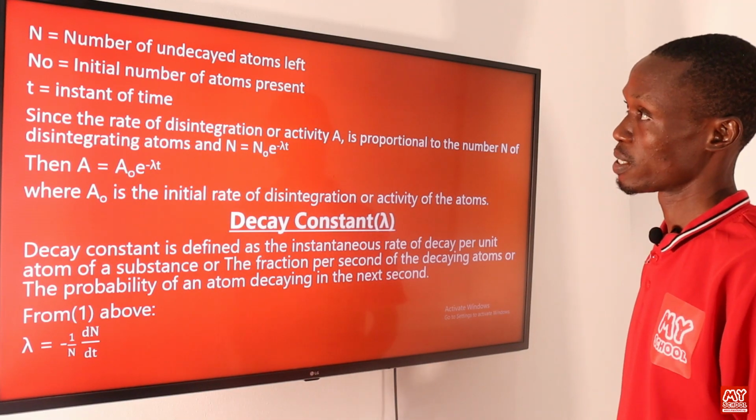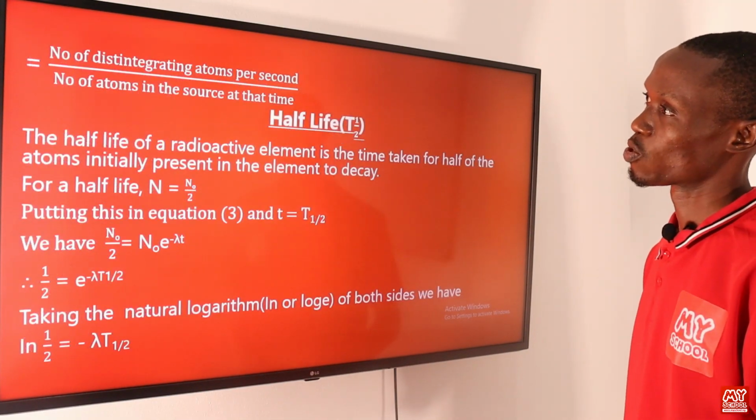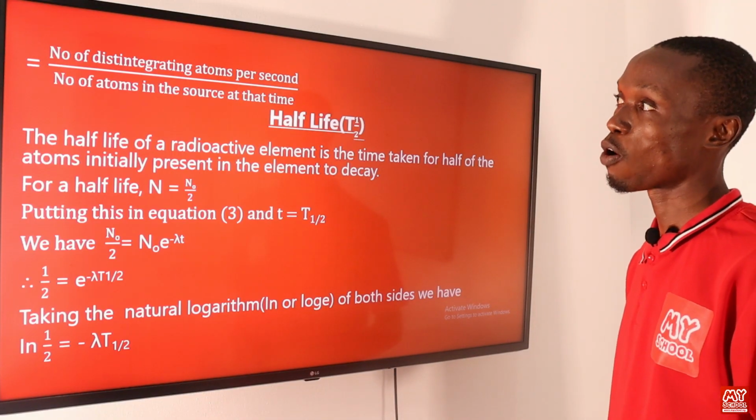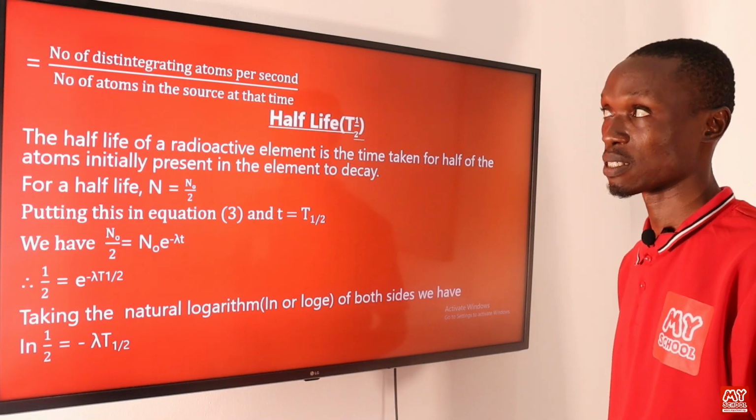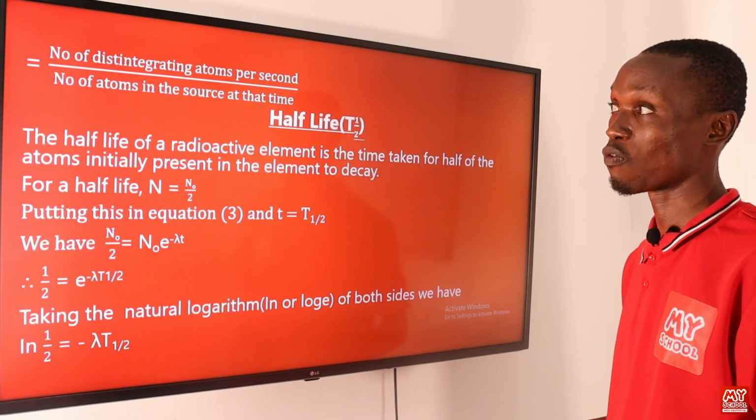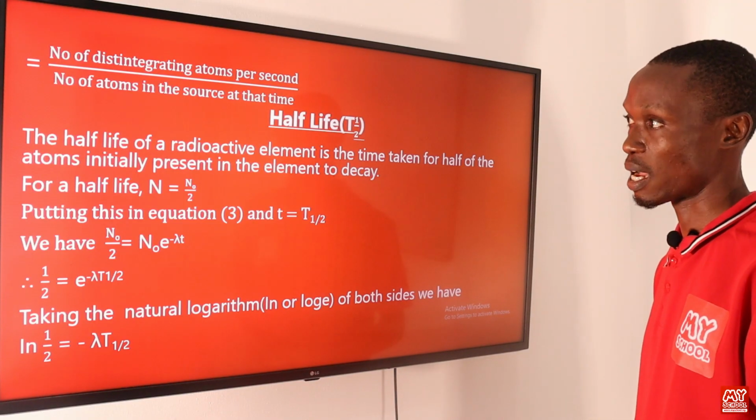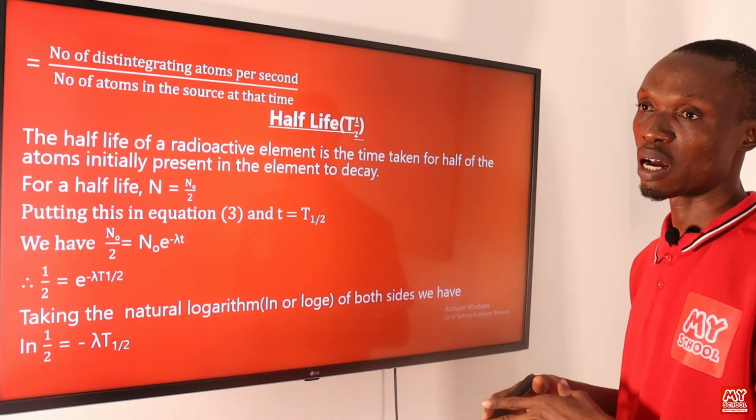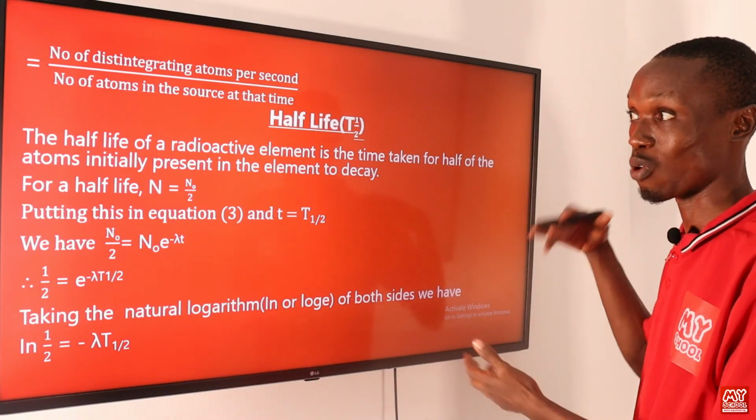Now let's move to the next slide. Remember that the decay constant is also equal to the number of disintegrating atoms per second all over the number of atoms in the source at that time. Now let's talk about half-life and how the decay constant is related to half-life.